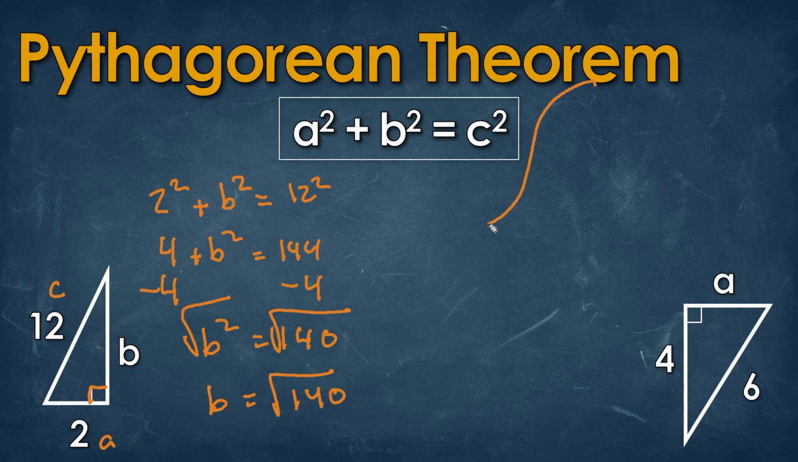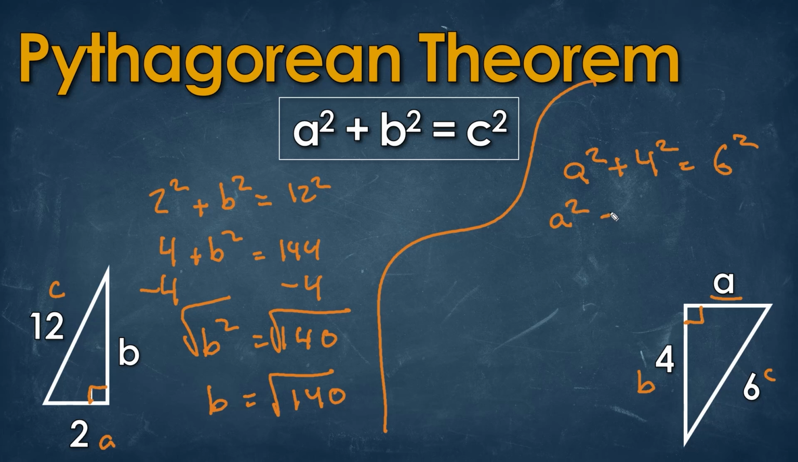Now with this example here on the right, in this case we actually have a as the missing side, and we have our two other sides. Remember that our value of c, or our hypotenuse, is going to be opposite of the right angle. So this would be c, and this would be b. So if we have those values, we're going to say a squared plus 4 squared is equal to 6 squared. So we get a squared plus 16 is equal to 36. We would subtract 16 on both sides, so we get that a squared is equal to 20. Take the square root of both sides. That would give us that a is equal to the square root of 20.